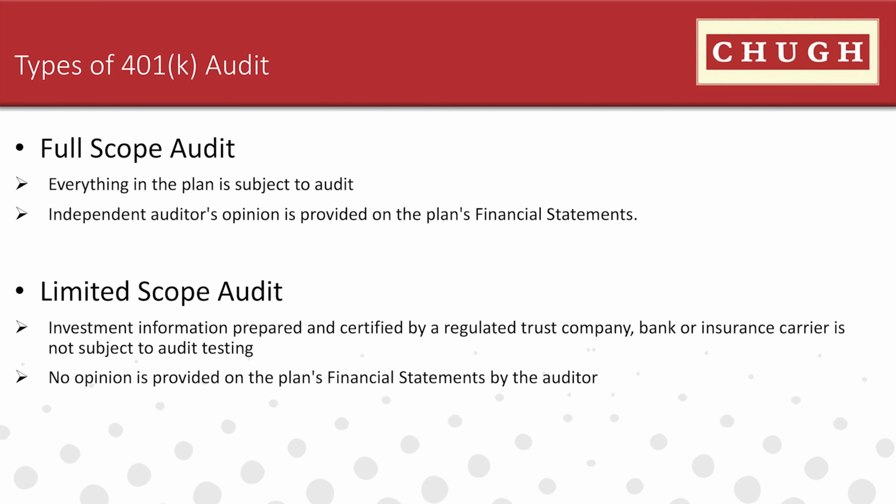Second one is limited scope audit. The only difference between full scope audit and limited scope audit is that in case of limited scope audit, the auditor does not perform auditing procedures on investment information that is certified by an eligible entity acting as a custodian to the plan. So, if your 401k plan investments are held by a regulated trust company, bank, or an insurance company, you may be allowed a limited scope audit, as these three institutions are qualified to certify the accuracy and completeness of your plan investment information.